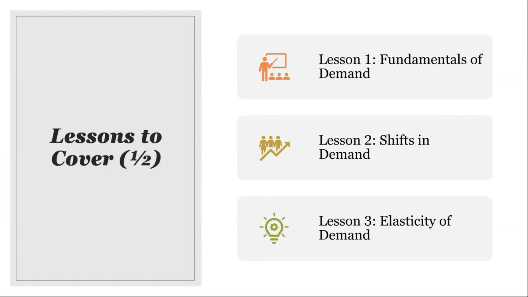So lesson two, shifts in demand. What we're trying to say is that demand does not exist in a vacuum. It's influenced by various factors. So let's say a study is released showing that eating crispy oats is linked to improved health. Suddenly, people are more willing to buy crispy oats at any given price, right? This is an example of a shift in demand to the right, indicating an increase in demand.